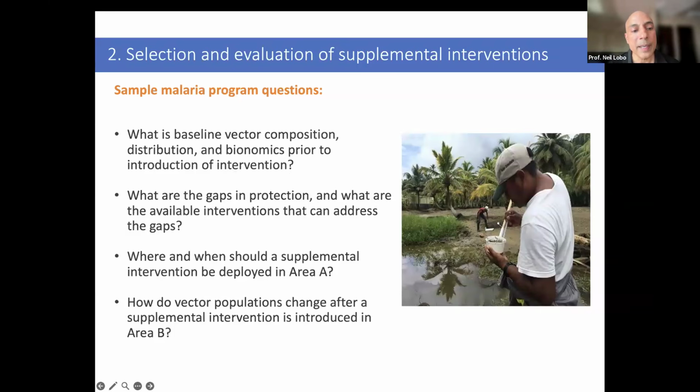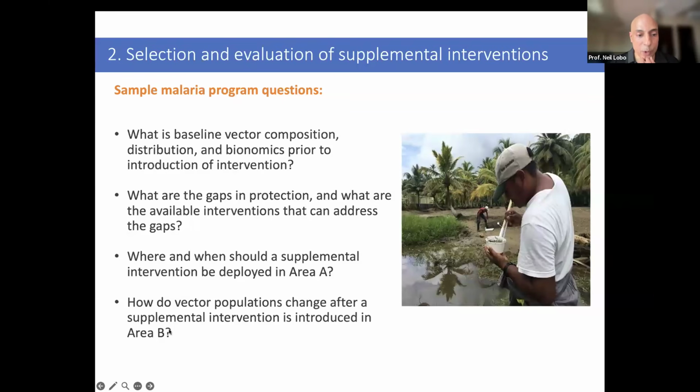Where and when should supplemental interventions be deployed in an area? What is the timing of the intervention? Should we put it in January, the beginning of the transmission season, or the end of the transmission season? What intervention should we put in at that place? Beginning of the rice season, end of the rice growing season? All these questions can be asked.